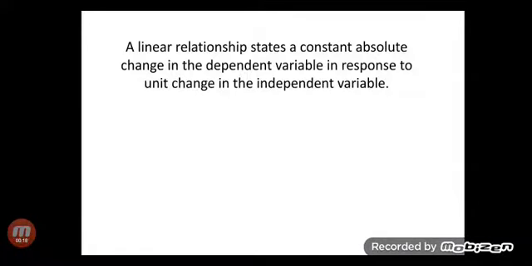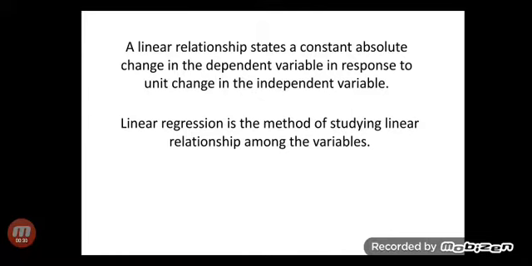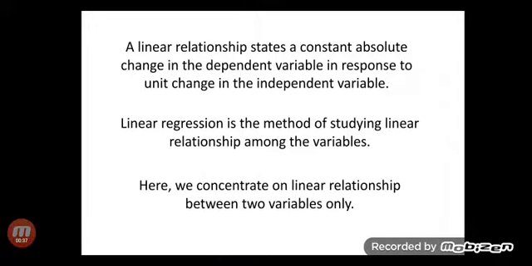A linear relationship states a constant absolute change in the dependent variable in response to a unit change in the independent variable. Linear regression is the method of studying the linear relationship among variables. Here we concentrate on the linear relationship between two variables only.